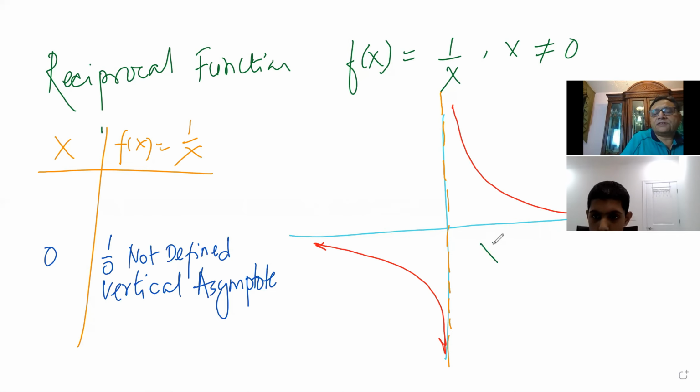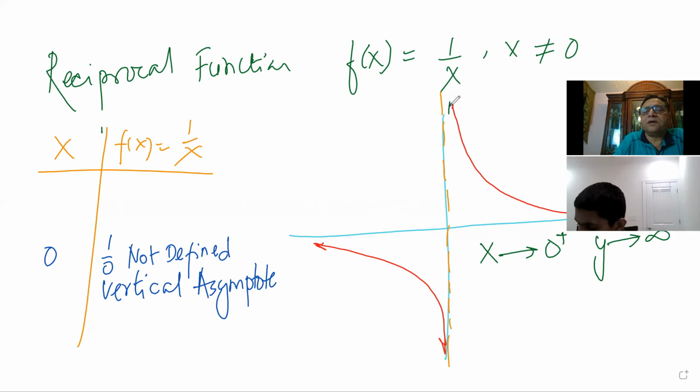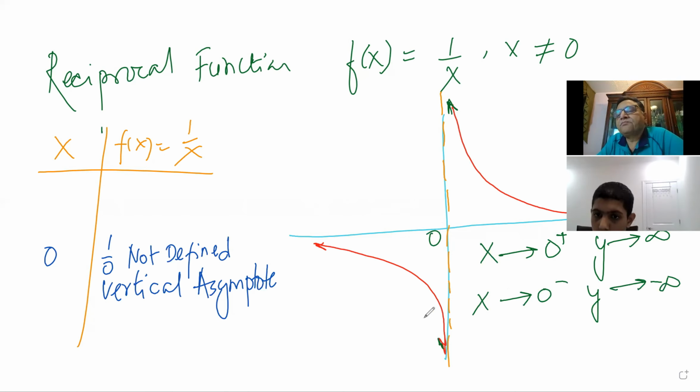as x approaches 0 from the right-hand side, for example, y approaches positive infinity, right? Do you see this part? And as x approaches 0 from the negative side, y approaches negative infinity as going downwards. Is that clear to you? So by definition, what is a vertical asymptote?